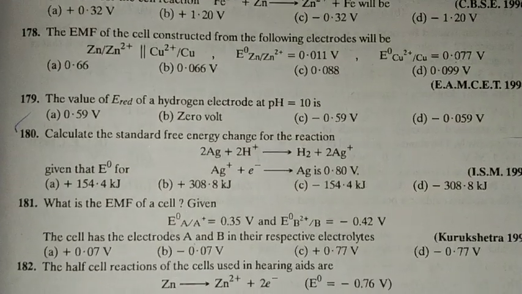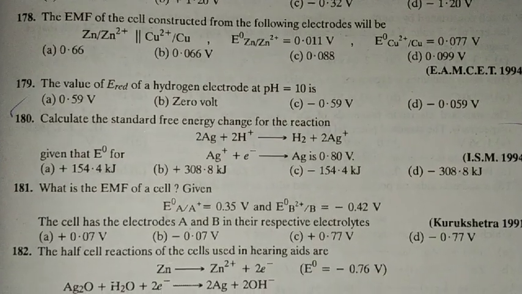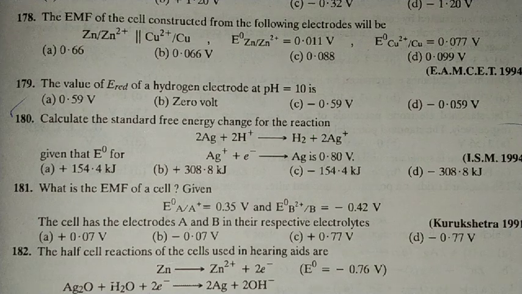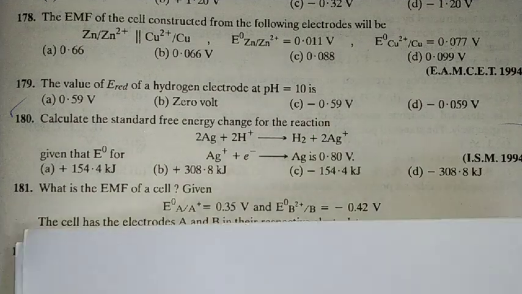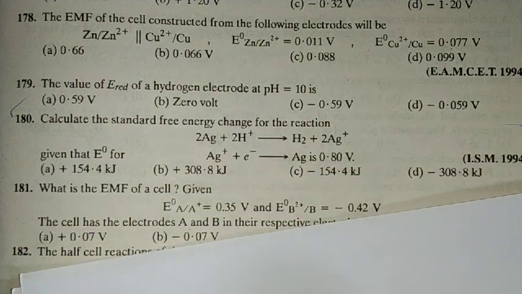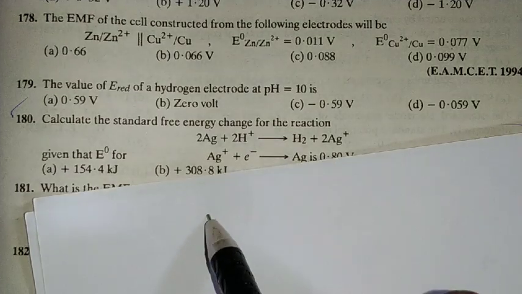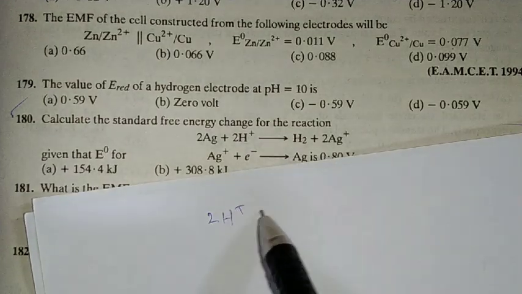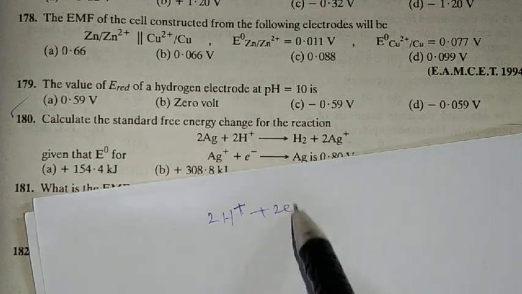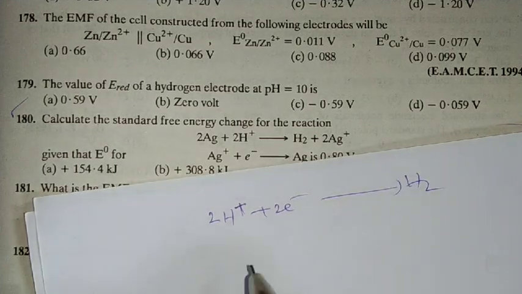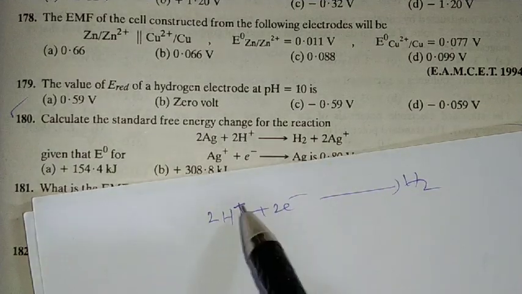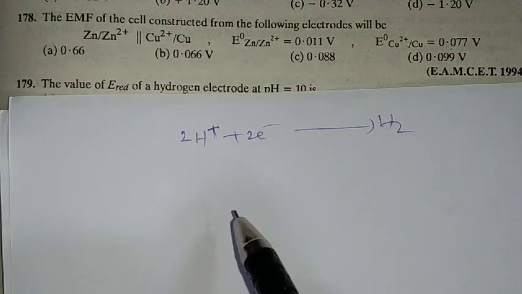This is a very important model. The value of E reduction of hydrogen electrode at pH equal to 10 is. In this kind of numerical, observe here E reduction of hydrogen. First of all, the reduction reaction of hydrogen. What is the reaction? 2H plus, by taking 2 electrons, converts into H2. See that plus 1 to 0, oxidation number plus 1 to 0, reduction.